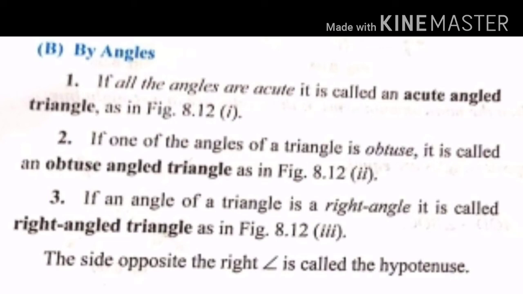Now third is, if an angle of a triangle is a right angle, it is called right angle triangle. We all know right angle means 90 degree. One of the angle in a triangle is 90 degree, we say it is right angle triangle. And the side opposite to right angle is called the hypotenuse, means this is the longest side of a right angle triangle, which is opposite to 90 degree. That you have to remember, it is called hypotenuse.